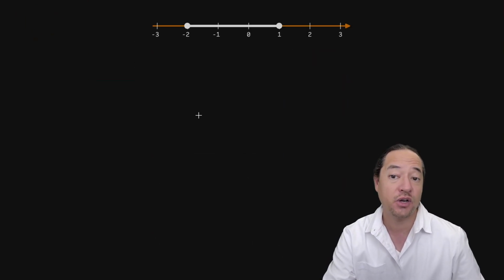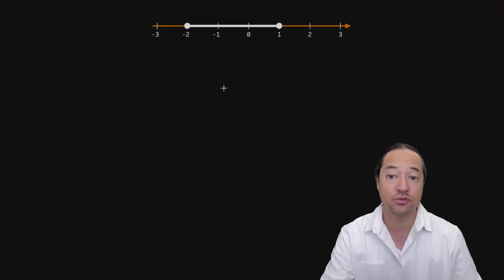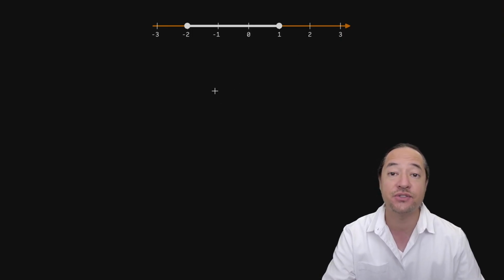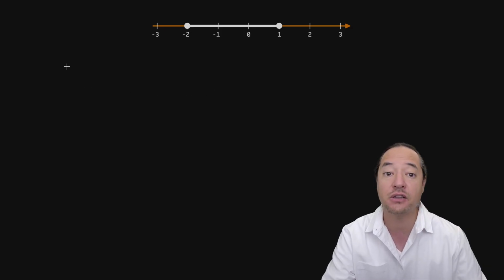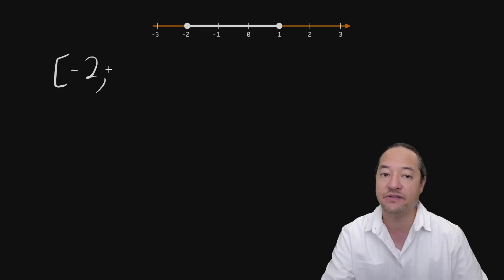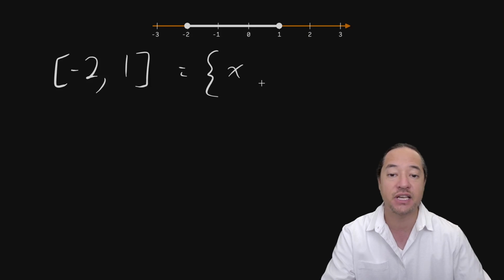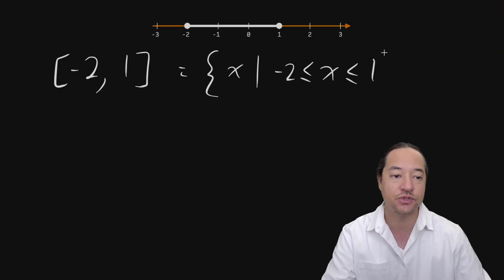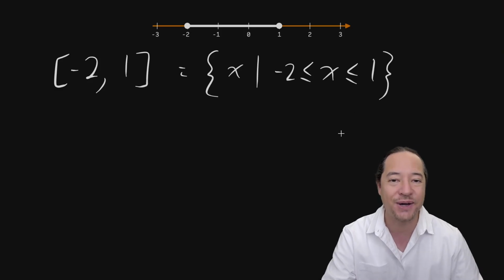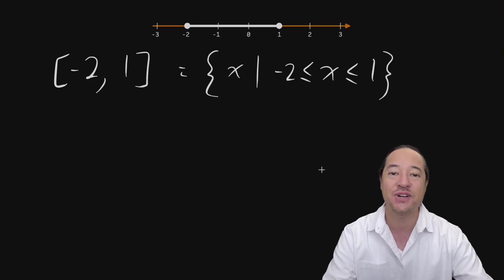For this one, we have it already represented graphically. So let's translate this, and we'll do interval notation first. This is a closed interval, so we should have it going from -2 to 1, closed interval. And using set builder notation, it's going to be the set of all x, such that -2 is less than or equal to x is less than or equal to 1. And there we go. Not too bad. Let's try the next one.